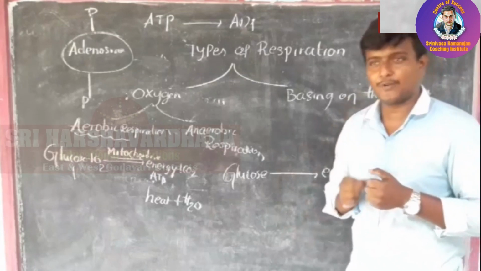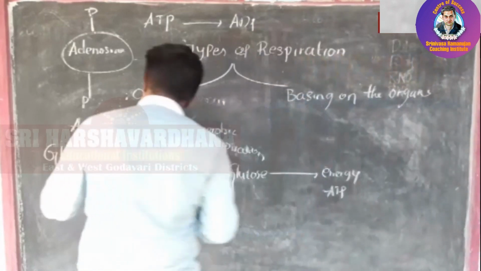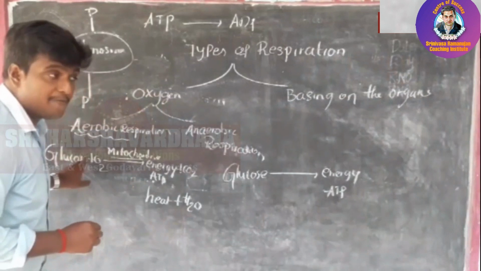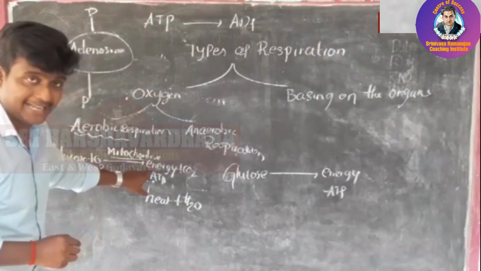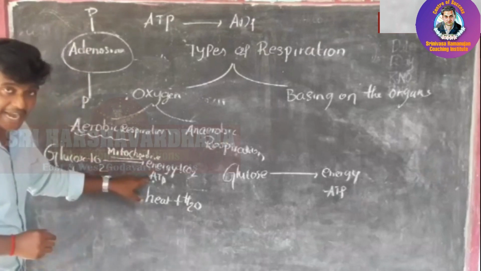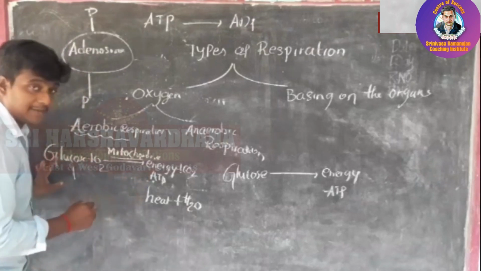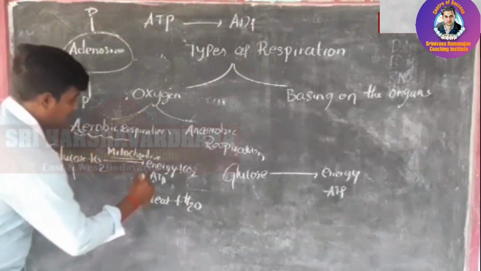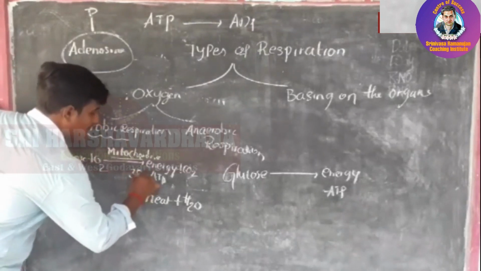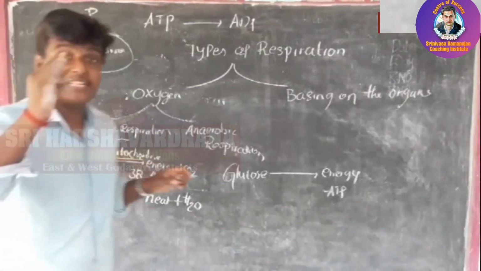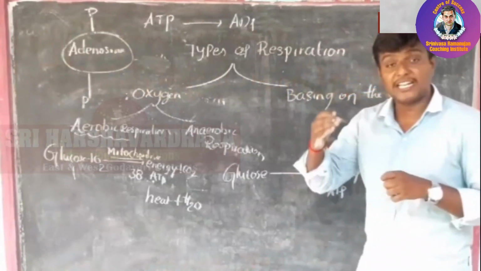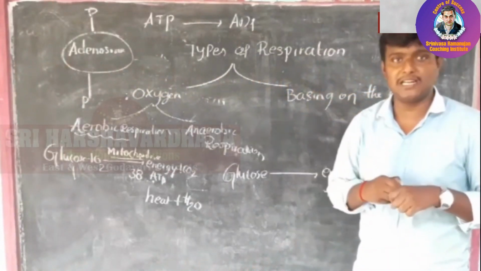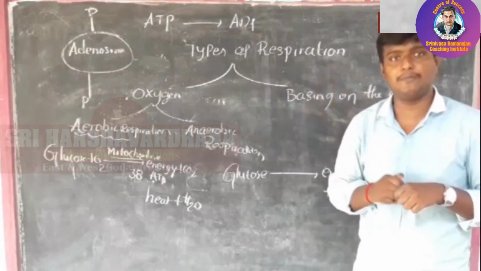But here I want to give you one clear-cut point. For example, when glucose reacts with oxygen, it liberates energy, and that energy we denote as ATP. If glucose reacts with oxygen, it can liberate 38 ATP. 38 ATP means 38 molecules of ATP will be released, 38 molecules of energy.